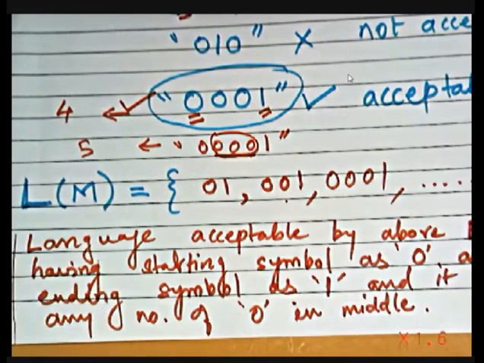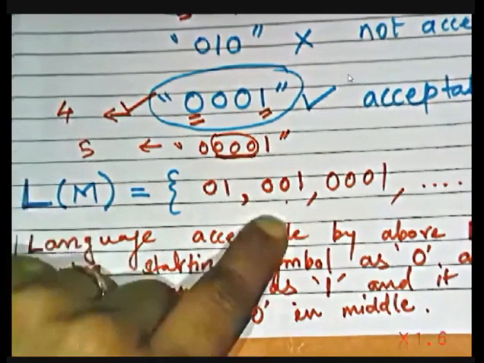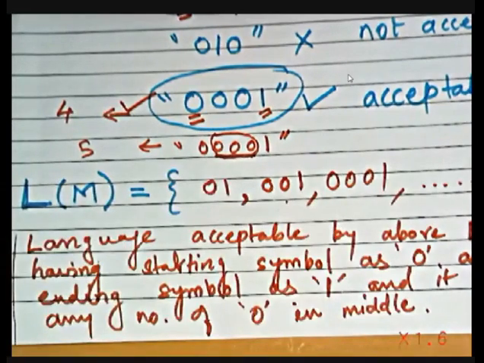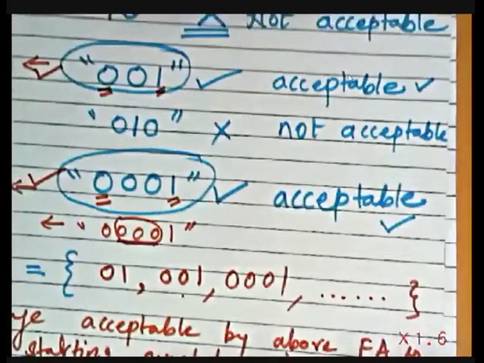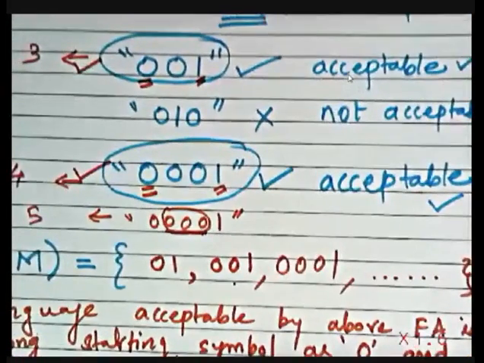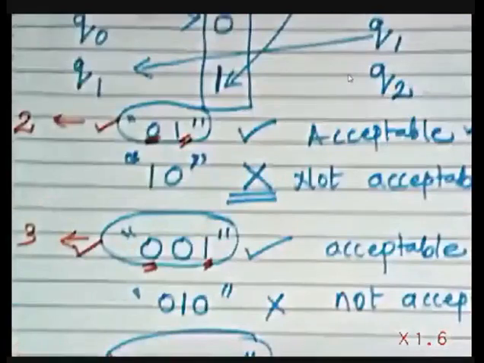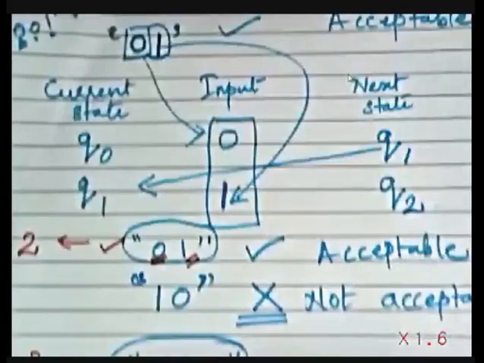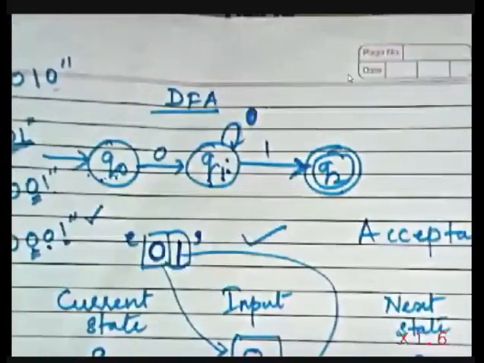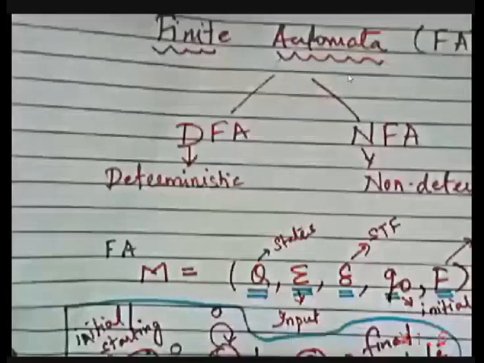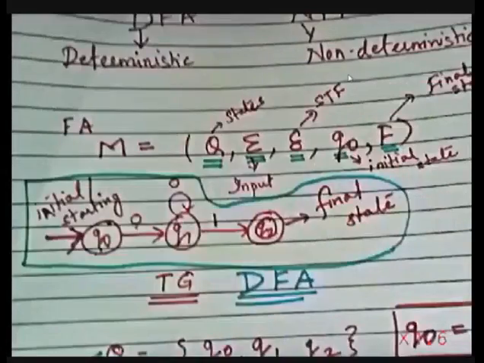Similarly, this language will have only such types of strings. So I hope you have understood how the finite automata is represented. What do you mean by deterministic finite automata? What do you mean by non-deterministic finite automata? And how to represent the finite automata with the 5 tuples.